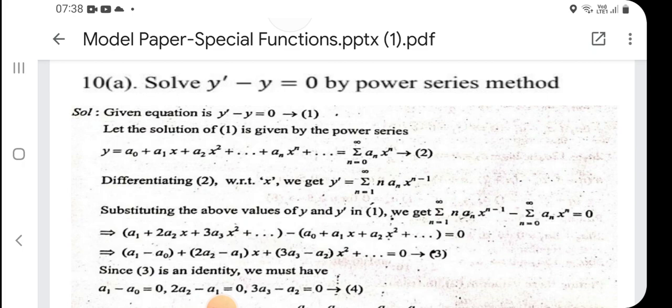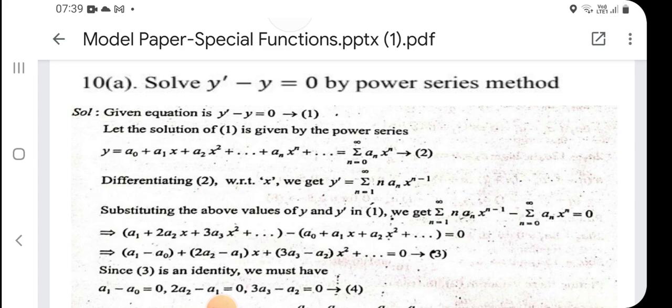Now differentiating with respect to x, we get y dash equal to summation an into derivative of x power n, which is n into x power n minus 1, n running from 1 to infinity, we have to write. Because when n equal to 0, the first term anyway vanishes. So we don't get an a0 term here in y dash. It starts with a1.